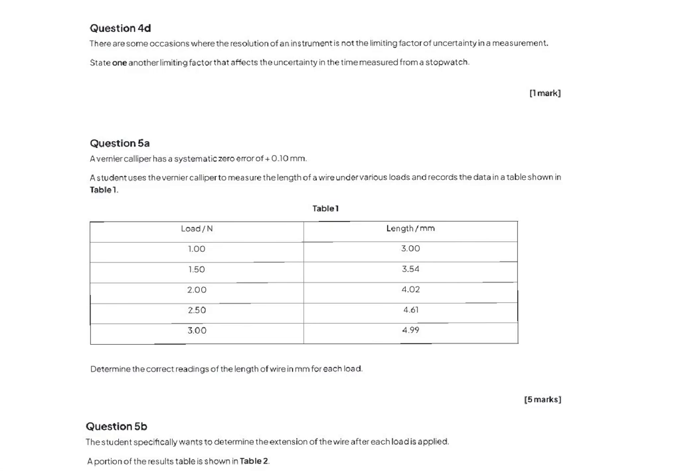Question 4D. There are some occasions where the resolution is not the limiting factor of the uncertainty in a measurement. State one other limiting factor that is going to affect the uncertainty in the time measured from a stopwatch. So this is going to be our human error, things that we get wrong, but we're going to try and be precise in our answer, and we're going to say it's the reaction time of the experimenter. So the person taking the measurements is likely to be a little bit slow as they press the button on their stopwatch.